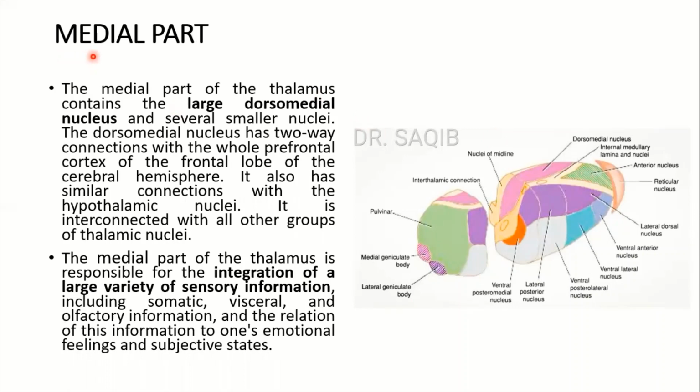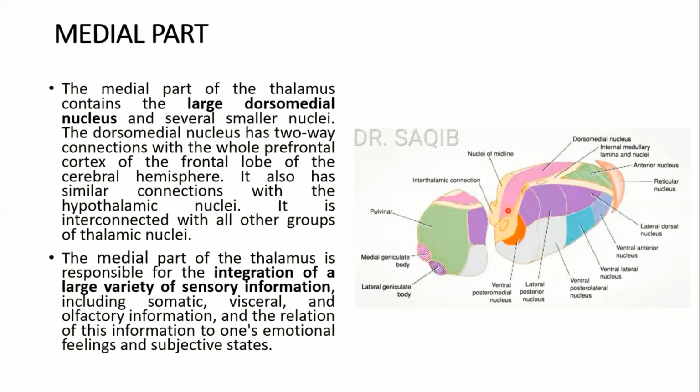So after the anterior part, the second part is the medial part. The subdivisions were done in the previous lectures, how they are divided. The medial part of the thalamus contains a large dorsomedial nucleus. Here you could see, yes, this is the dorsomedial nucleus. It's a large one, right? And several smaller nuclei.